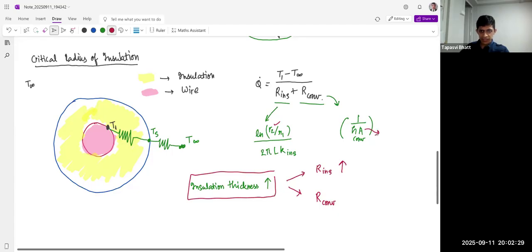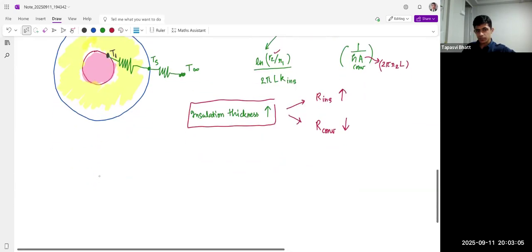This is A, so A is essentially 2 pi R2 times L. So R2 is going to increase, so our convection is going to decrease. So one of these is increasing, one is decreasing. So there is surely going to be some point at which Q dot is going to be maximum, not minimum. This is important. You'll have to think a bit to understand why I'm saying it's going to be maximum at some point and then it is going to die down.